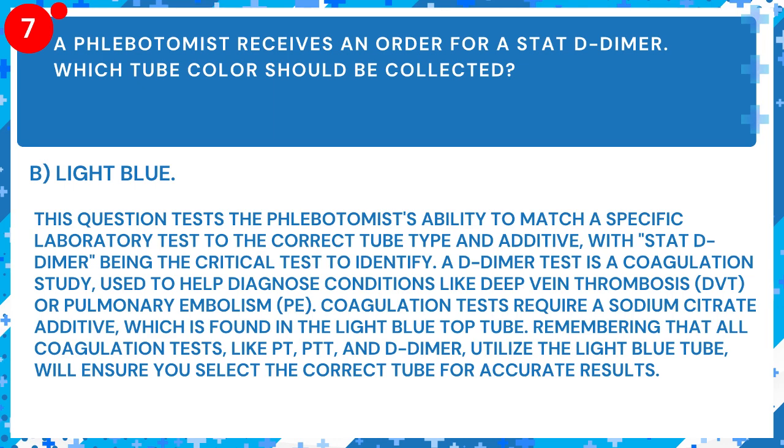PE. Coagulation tests require a sodium citrate additive, which is found in the light blue top tube. Remembering that all coagulation tests, like PT, PTT, and D-dimer, utilize the light blue tube, will ensure you select the correct tube for accurate results.